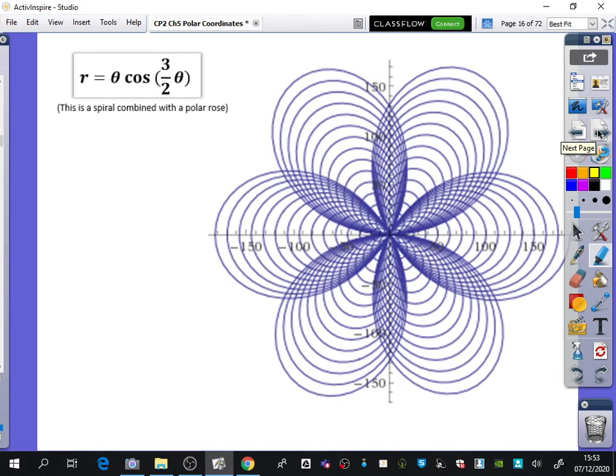So here this is r equals theta cos of 3 over 2 theta. And I don't know if you remember from before, but when we have r equals theta, r equals theta was a spiral. And then we've got this bit here, which is a rose. So we've got theta, which is the spiral, times cos of something, which gives you a rose. And combined together, it's a rose that is spiraling out and gives this super crazy looking pattern that we've got here. Pretty cool, right?